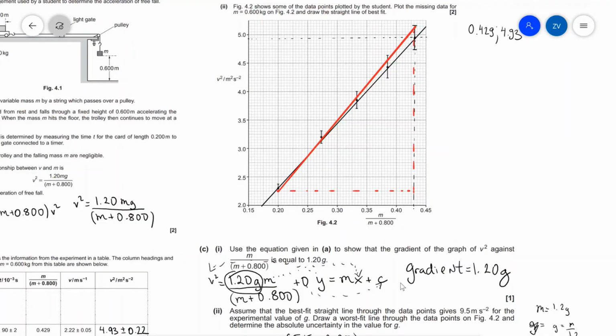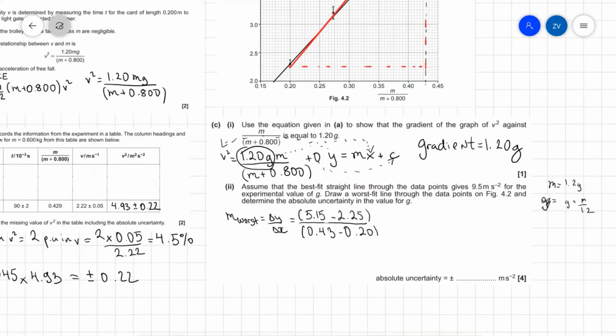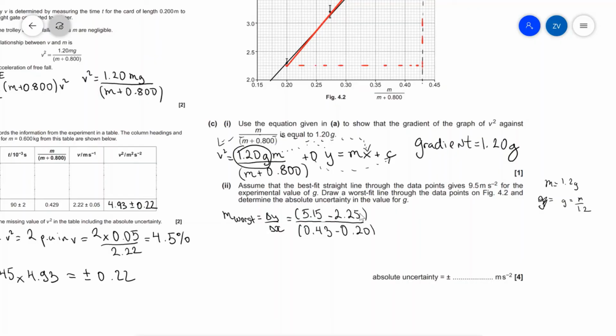In order to calculate the gradient of the line of worst fit, I've chosen a large triangle, and I've included my coordinates for which it goes. So my change in y will be 5.15 minus 2.25, and my change in x will be 0.43 minus 0.20. Now, if I put this into a scientific calculator, I'm going to get a value for the gradient of the line of worst fit of approximately 12.6.